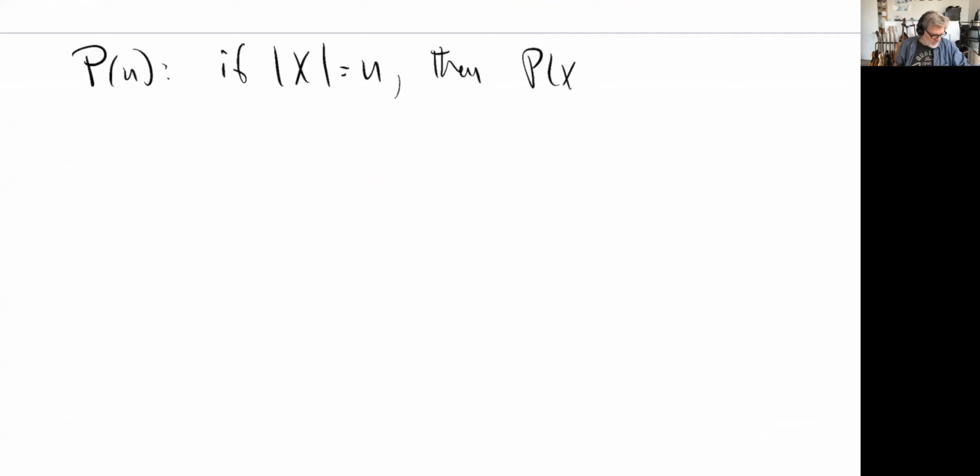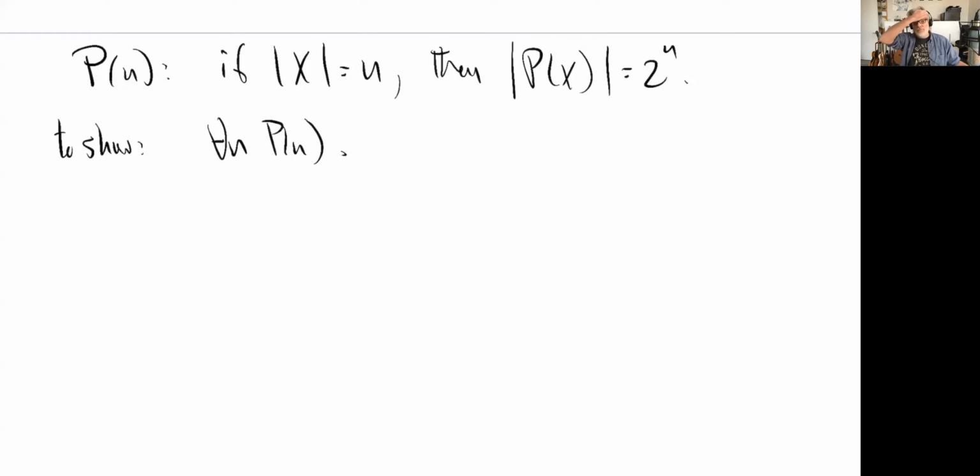So here's our proof now of the general statement. The property of the integer n is this: if X has n elements, then the power set of X has 2 power n elements. I want to show that this is true for every n greater or equal to 0. So we're going to use induction.